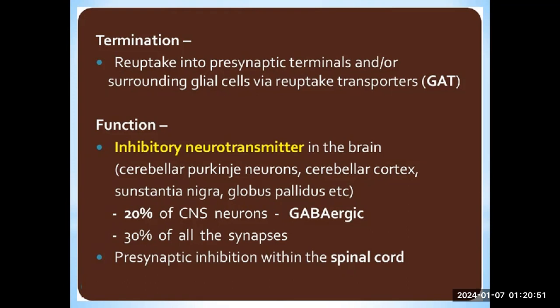Function: inhibitory neurotransmitter in the brain, cerebral Purkinje neurons, cerebral cortex, substantia nigra, globus pallidus, and so on. 20% of CNS neurons are GABAergic, 30% of all the synapses, presynaptic inhibition within the spinal cord.